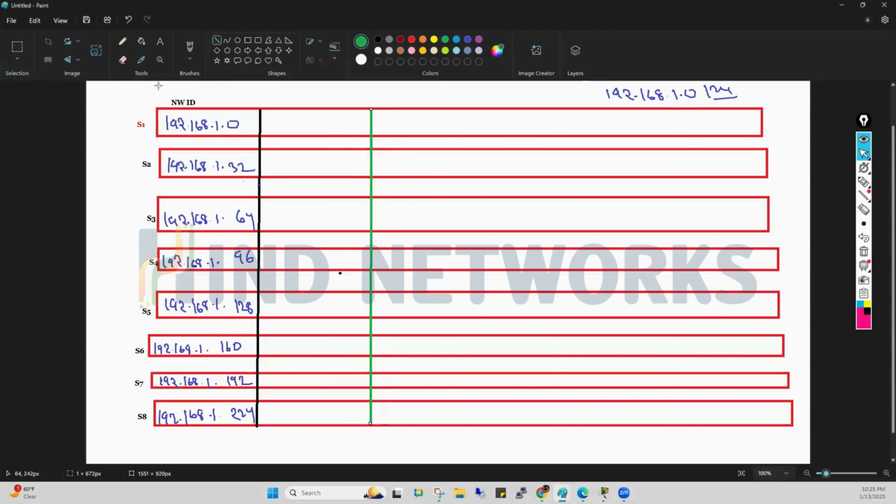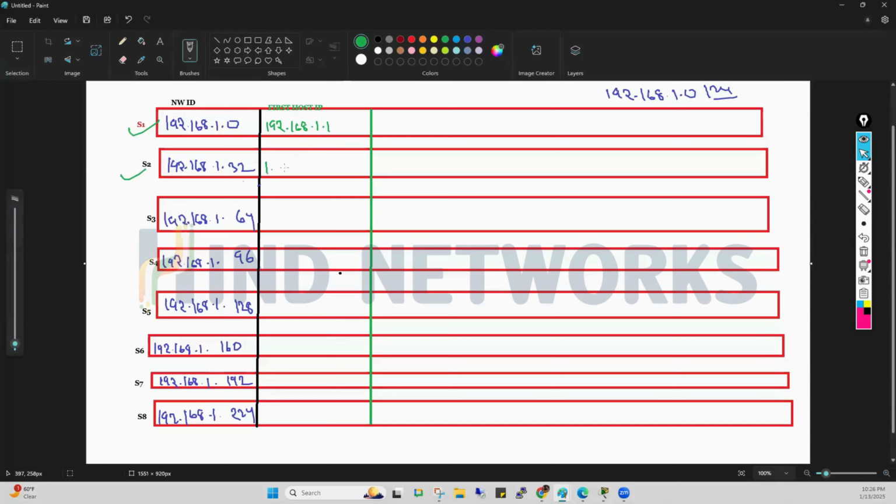After that, if your manager asks you something more, for example, your manager says, hey, could you please tell me what is the first host IP? First host IP means tell me the first valid IP address, the first valid IP address that I can assign to any device. So from this network, the first valid IP address will be 192.168.1.1.